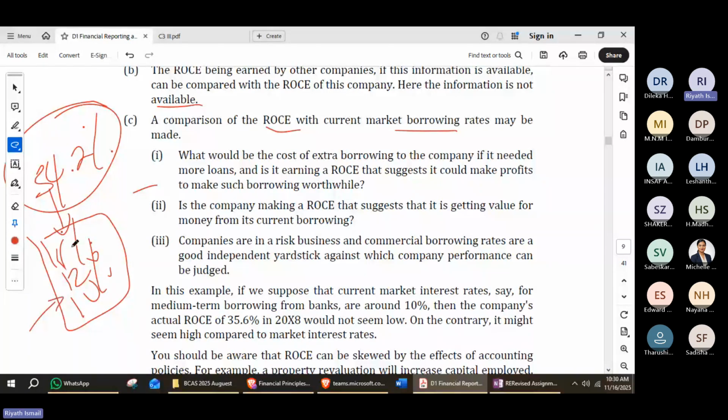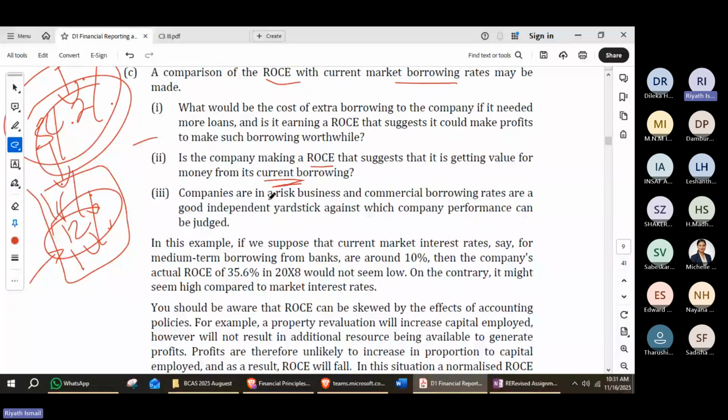For each 100 rupees loan, we have to pay this amount of interest, but our company earns this amount of income. By comparing these two rates, the company may come to a conclusion whether getting the loan is profitable or not. What would be the cost of extra borrowing to the company if it needs more loans? If the company makes ROC that suggests it's getting value for money in the current borrowing, and companies are in risk business. Companies are in risk business, and commercial borrowing rates are a good independent yardstick.